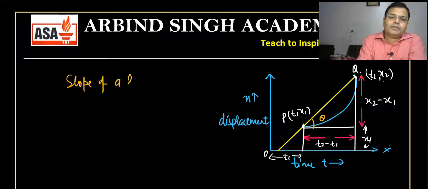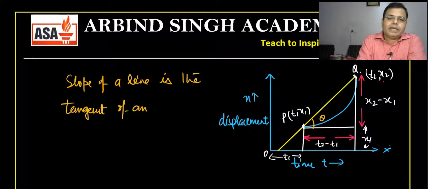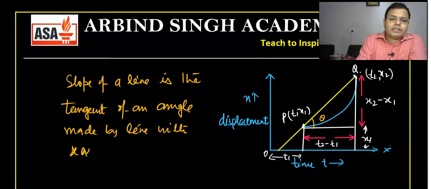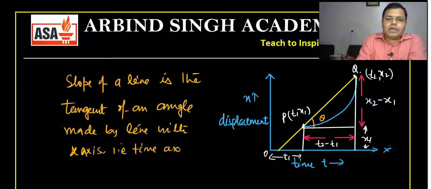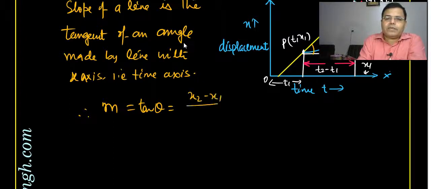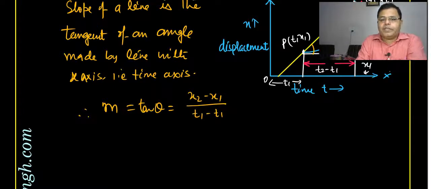we know the slope of a line is the tangent of the angle made by the line with the x-axis, that is the time axis here. Therefore m, the slope, is equal to tan theta, and tan theta is what? x2 minus x1 upon t2 minus t1, and this is nothing else but change in position upon change in time. So this is a velocity, the average velocity.